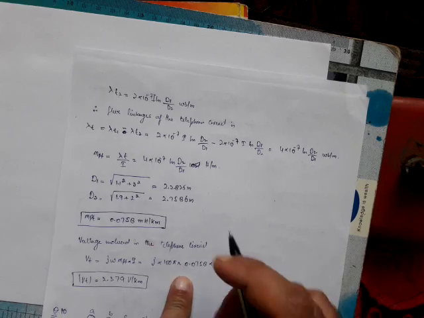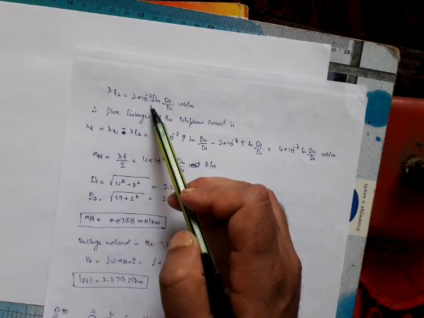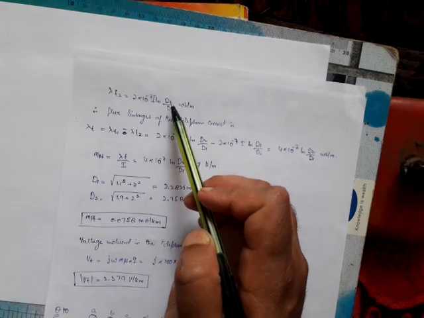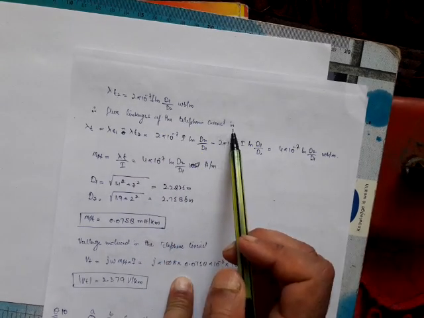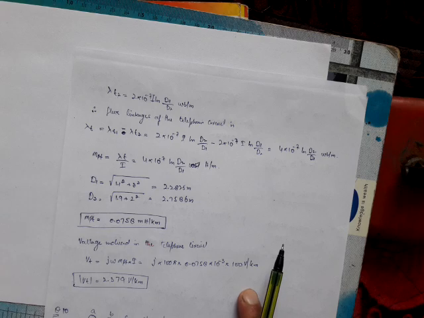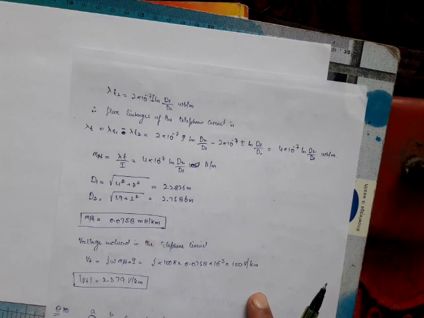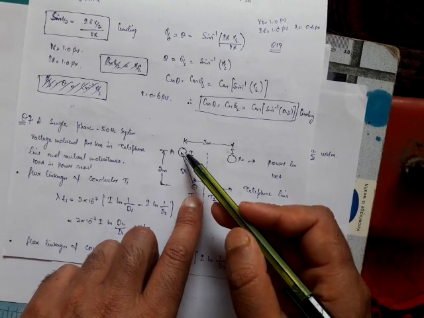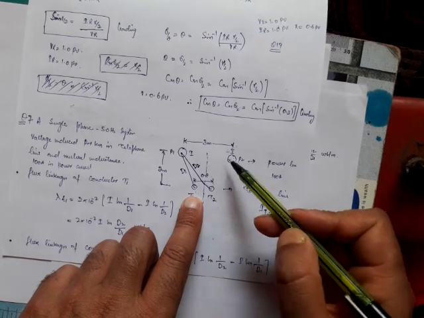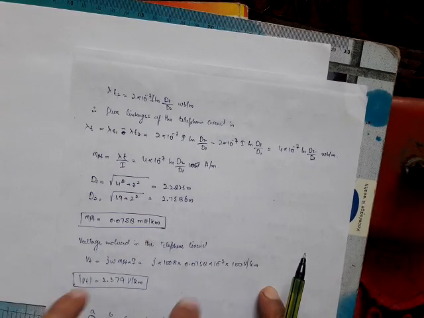So the flux linkage of the second conductor will similarly be 2 into 10 to the power minus 7 I ln of d1 by d2 Weber per meter. So the flux linkage of the telephone circuit will be the difference of the two, because this flux can link in this way, and this flux can link in the opposite way. So the total flux will be the difference of the two fluxes.